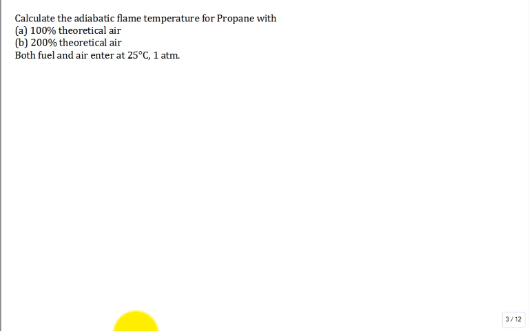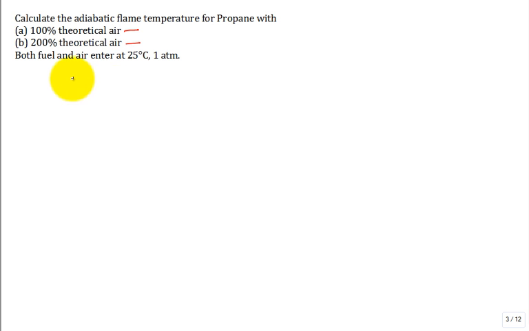Calculate the adiabatic flame temperature for propane with 100% theoretical air and then 200% theoretical air. Which one is going to be higher? The first one. The 200% theoretical is lower because a lot more nitrogen went along and got heated up, and there's a little bit of excess oxygen too that just went along and got heated up as well. The first is phi equals 0, and the second is phi equals 1. Well, let's write it out.